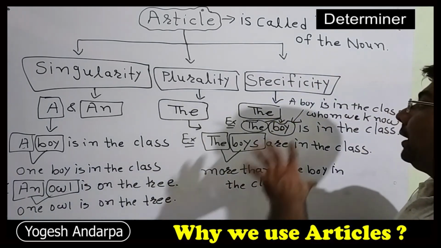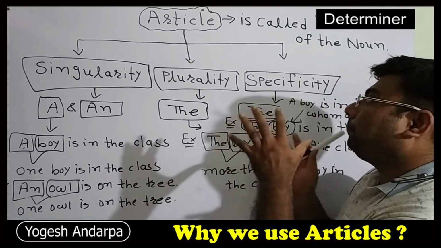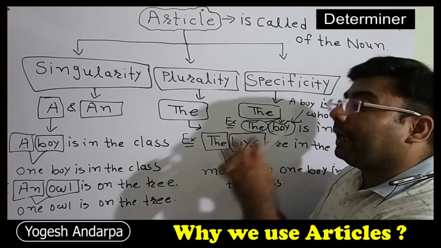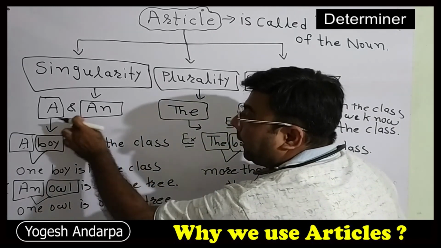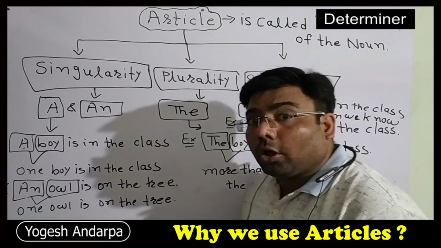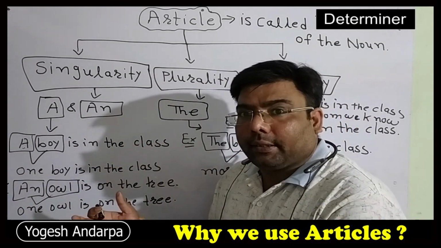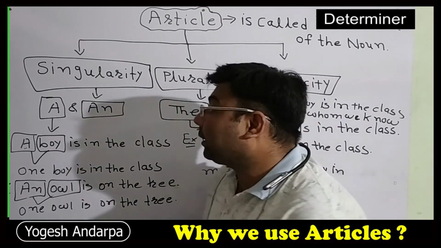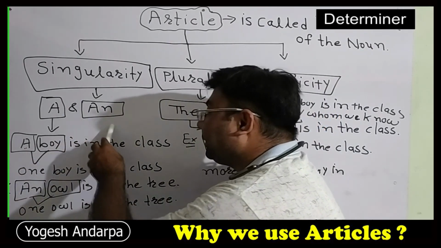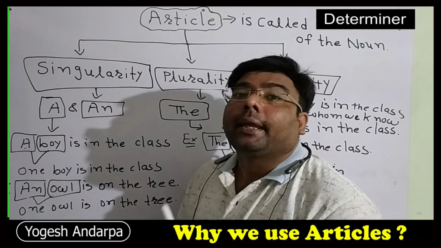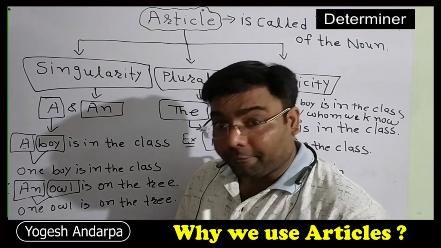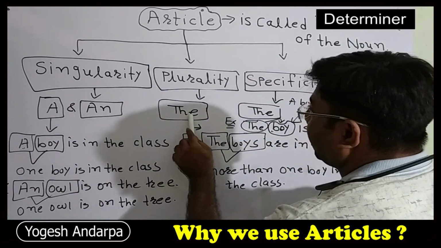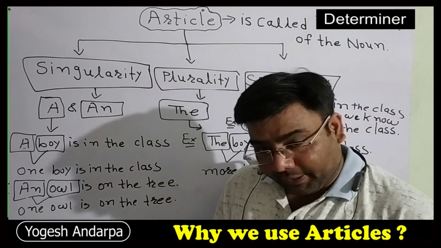So here we have three possibilities of articles. Article A and An are called indefinite articles, while article the is called definite article.